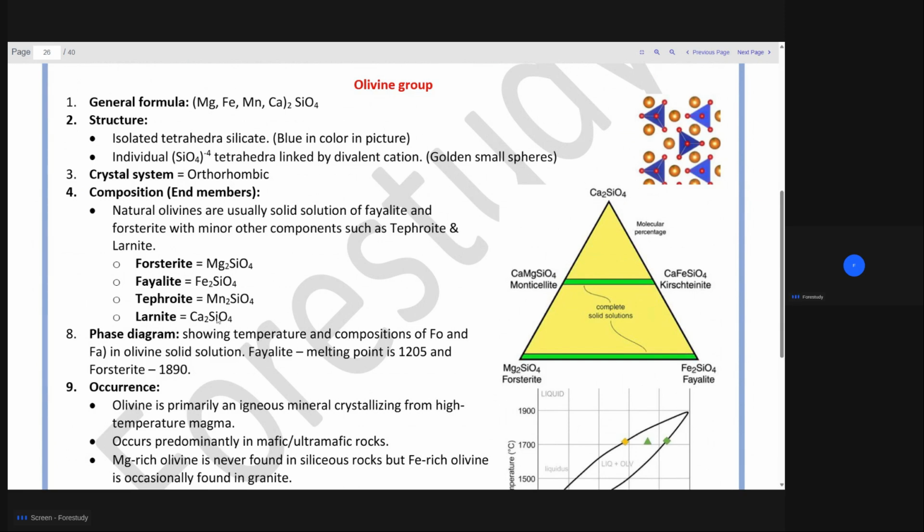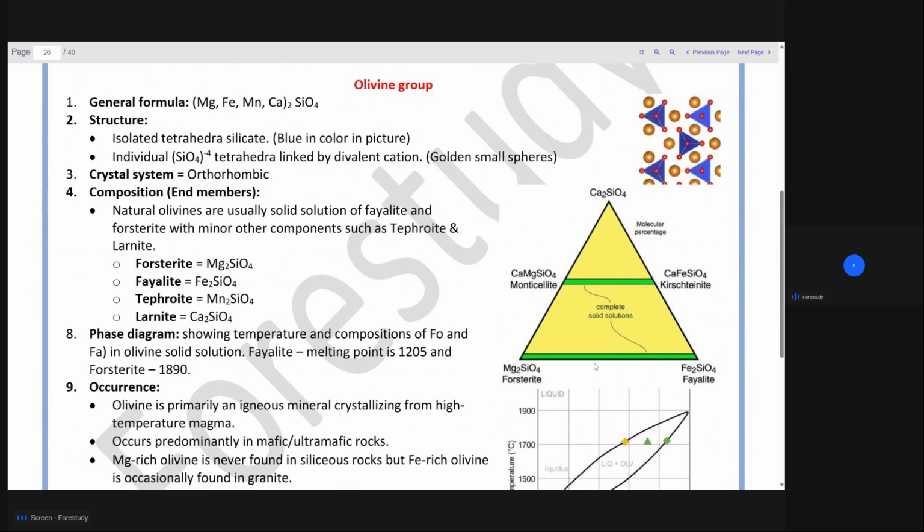Or larnite. Then this is monticellite. It has both Ca and Mg. So in this diagram, Forsterite and larnite, with Mg and Ca, are the end members. End member means last member, whereas this one is in between, which has both Ca and Mg, monticellite. Similarly, this one, kirschsteinite, comes between Fayalite and Larnite. Okay, this is how it is.